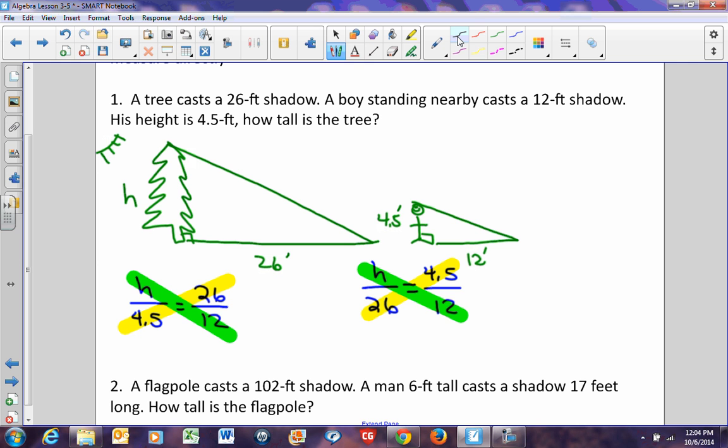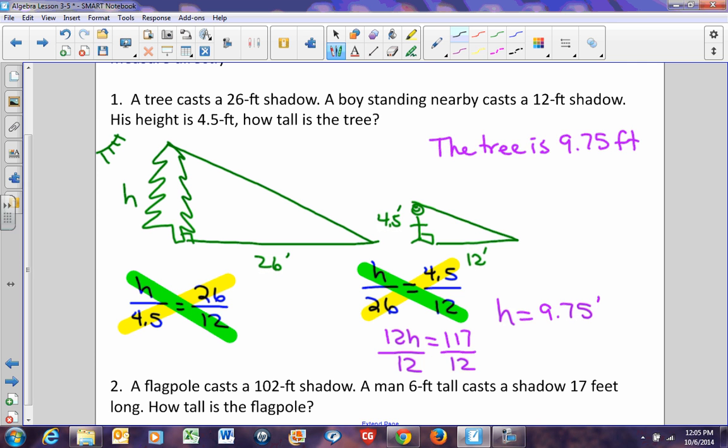So if we're going to solve this, it doesn't matter which proportion I solve, I'm going to have 12h equals 26 times 4.5. Let me grab my calculator really quick. 26 times 4.5 is 117. So if I take 117 and divide it by 12, h will equal 9.75 feet. So it's not a very tall tree. Since this is a word problem, we should write it in a complete sentence. So the tree is 9.75 feet tall.